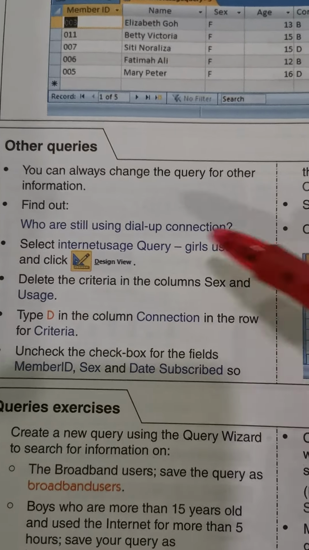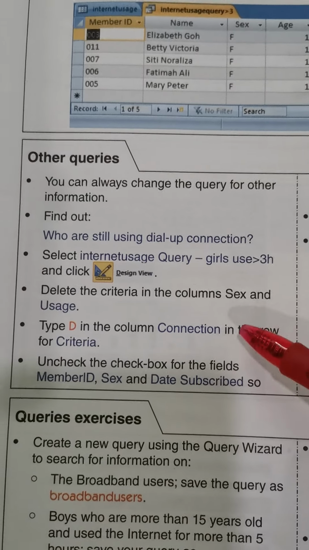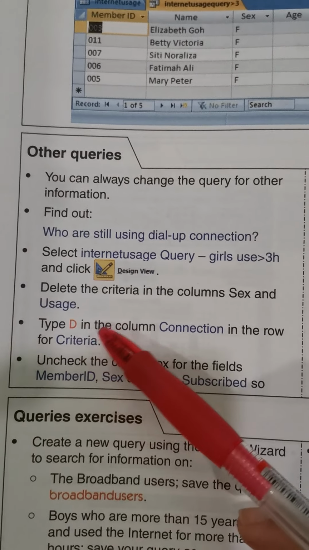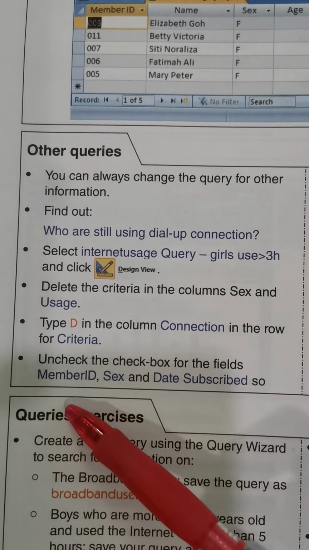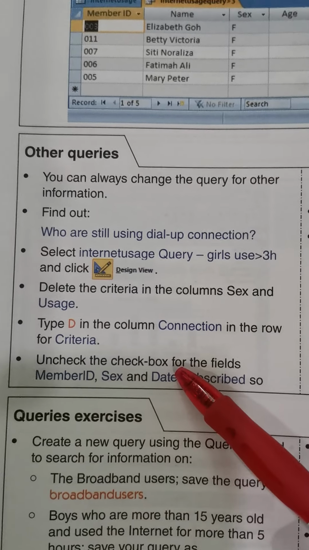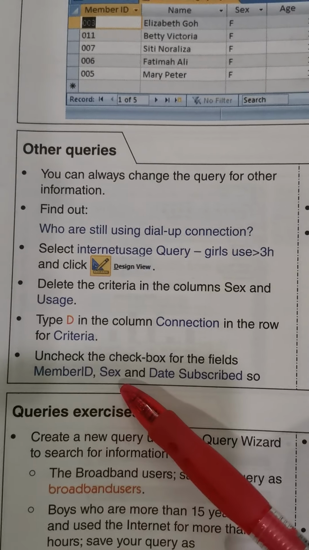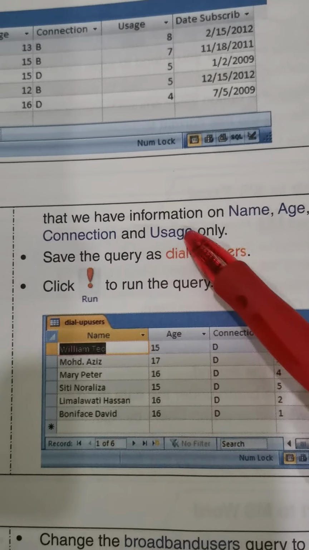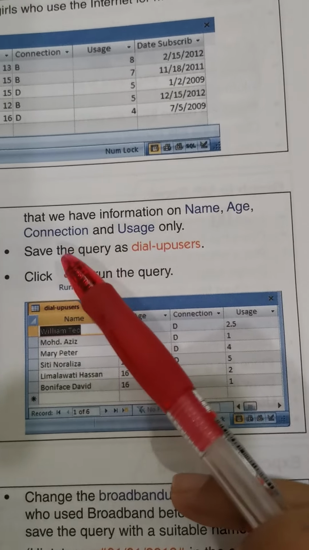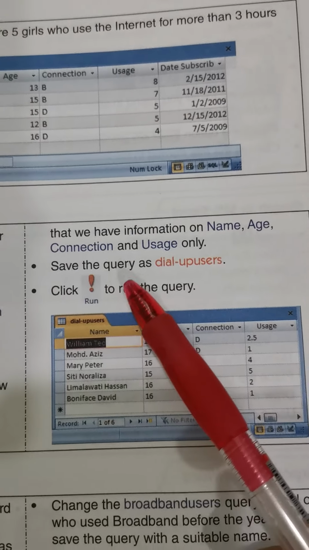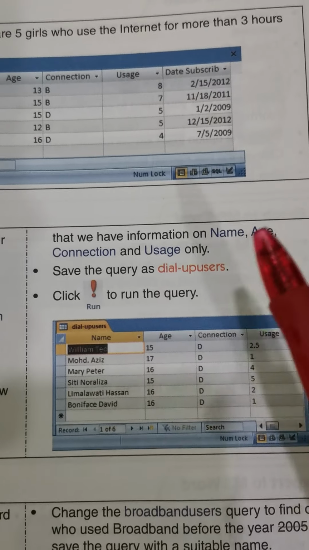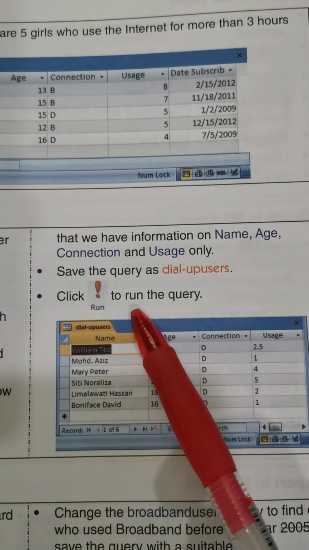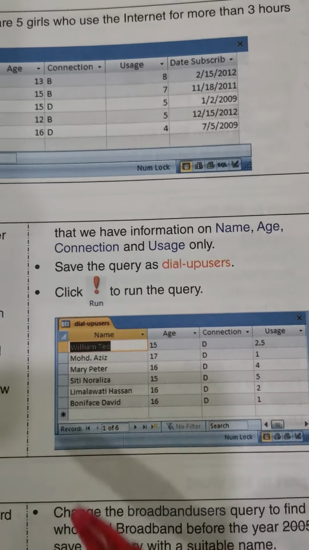So what we need to do is remove the information inside those columns. Type D in the column connection in the row for the criteria. Uncheck the checkbox for the fields member ID, sex, and also date subscribed, so that we have information on name, age, connection, and usage only. I will show you later. Save the query as dial-up users, and then click run if you want to see the results.